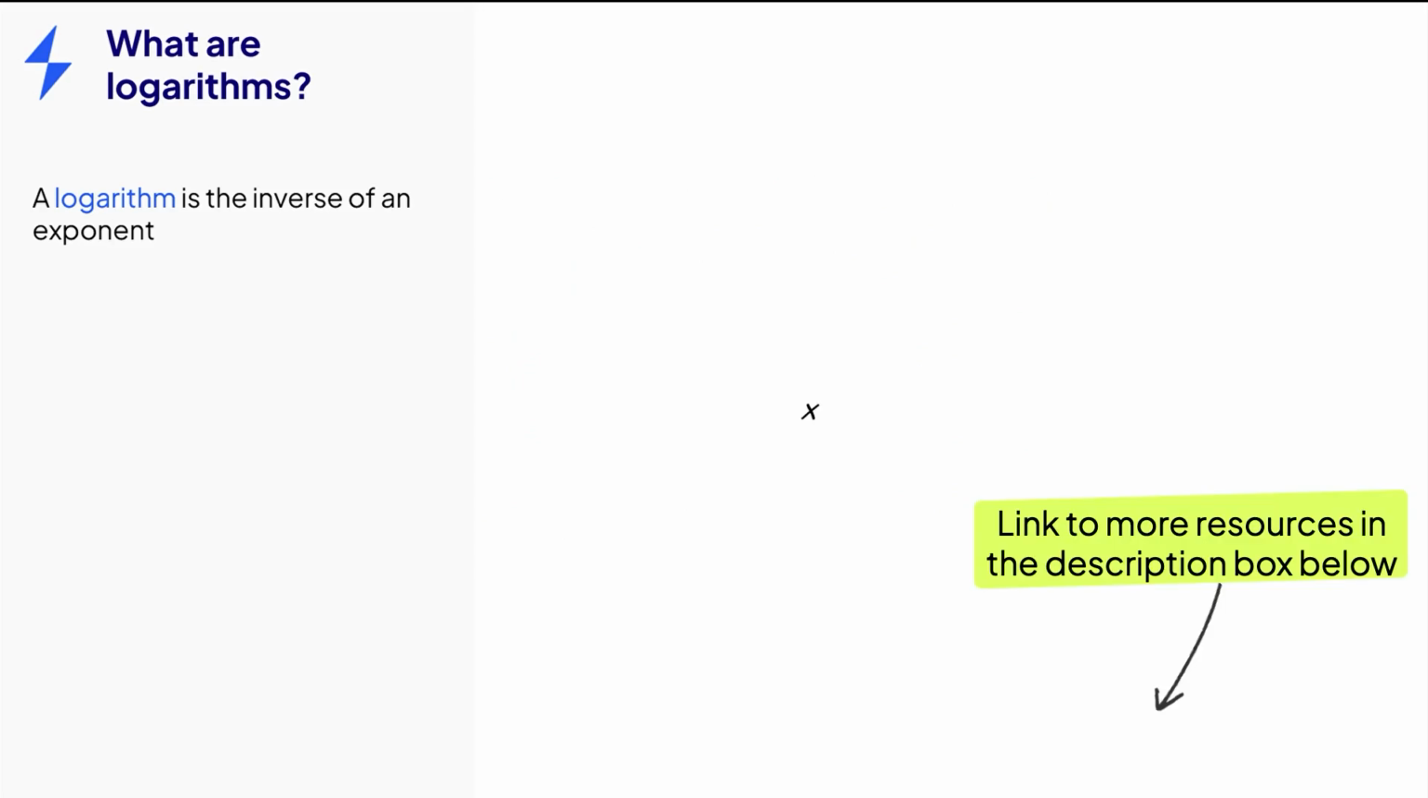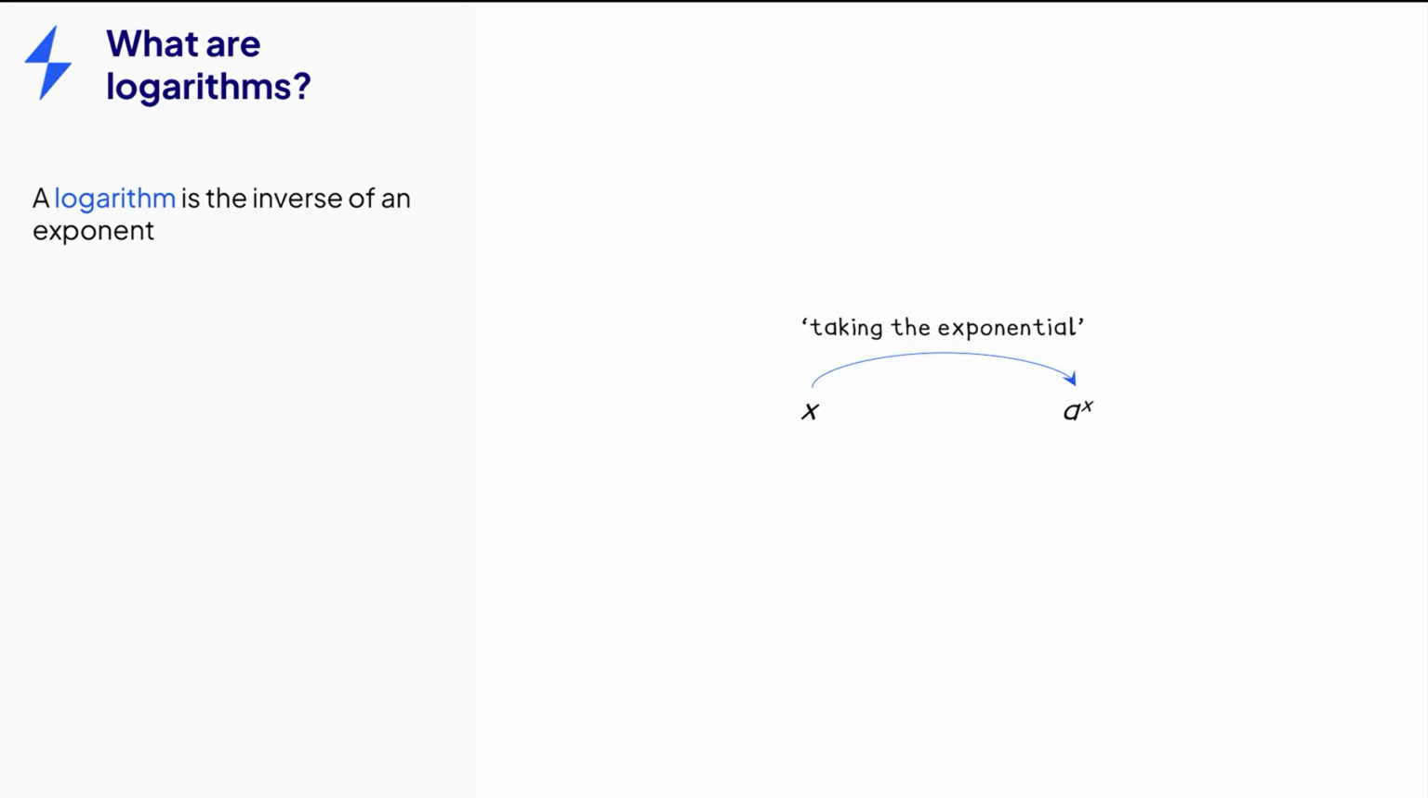Well, take a number x. If you take the exponential of the number x, you can turn it into a to the power of x, where a is just some number. But because the logarithm is the inverse, or the opposite of the exponent, then if you take the logarithm, it will turn a to the power of x back into x.